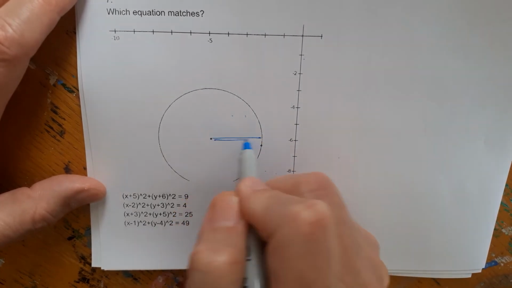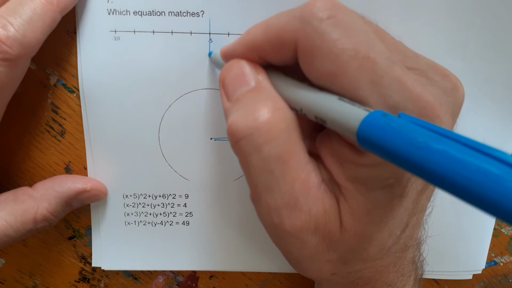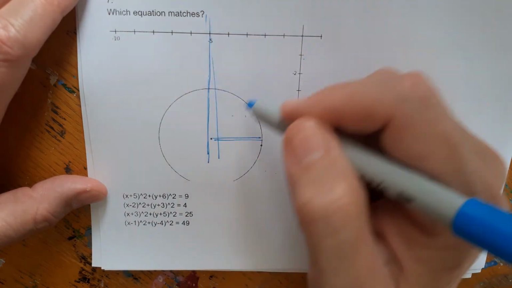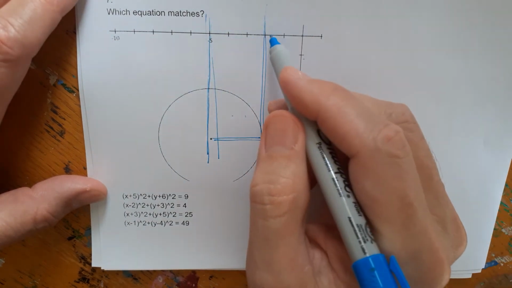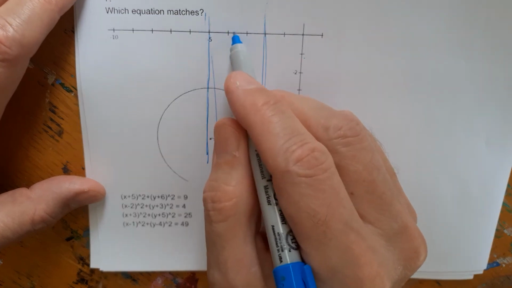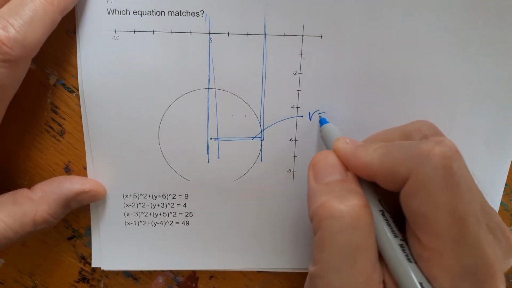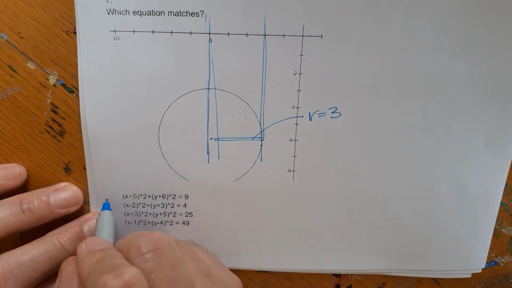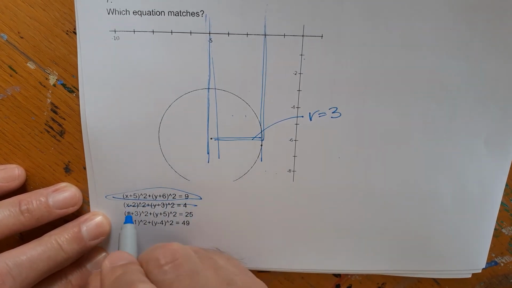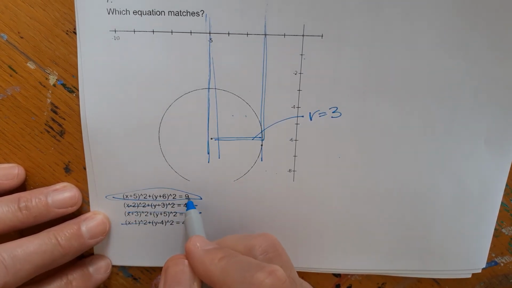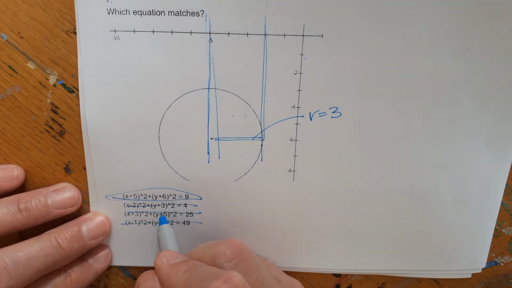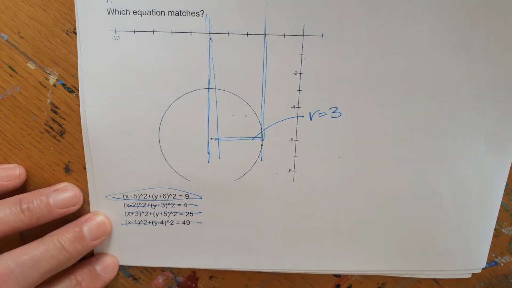So let's check radius first. Where are we going from? It looks like we're going from a negative 5 here to a negative 2. So this is 1, 2, 3. Radius equals 3. We're looking for a 9 when we square it. We already know this is the answer because it's the only one with a 9. And they could have made these problems a lot harder by making the equations very close, but they're kind of walking us through this gently.